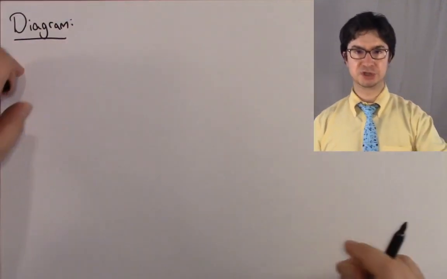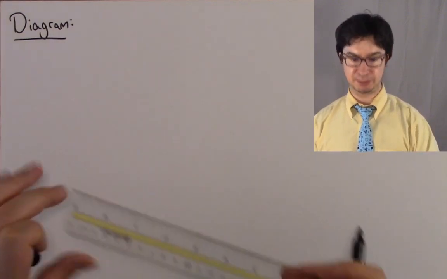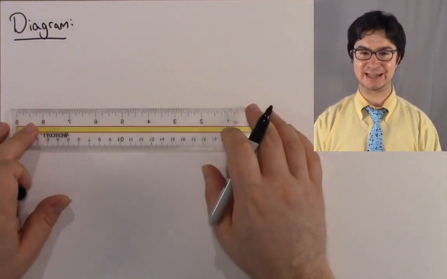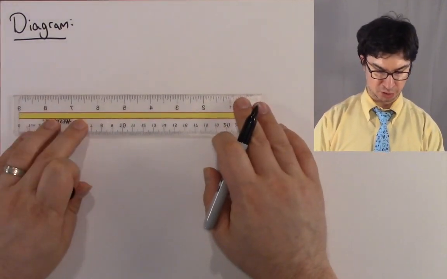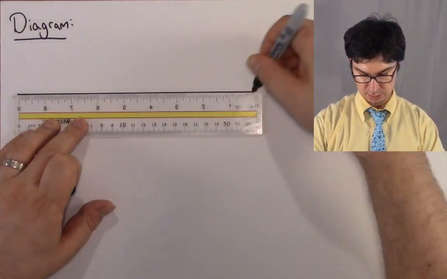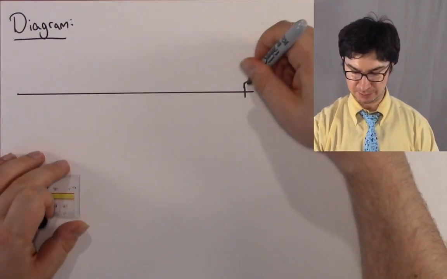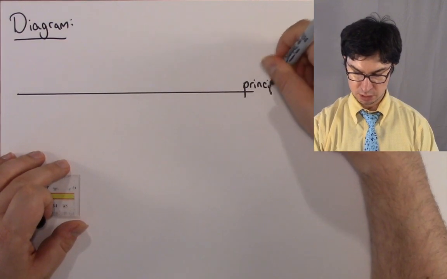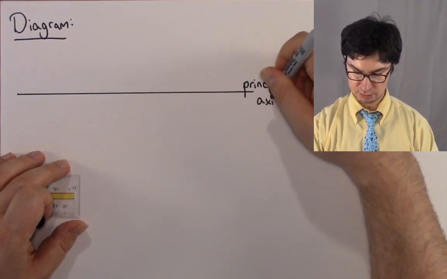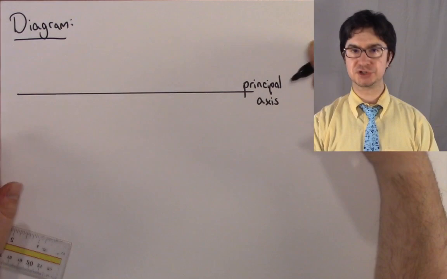In our diagram, we're going to start out with what's known as a principal axis. It's kind of like an x-axis, which we're going to draw like this. Okay, and let's label this the principal axis. All right, and then we're going to start with an object.